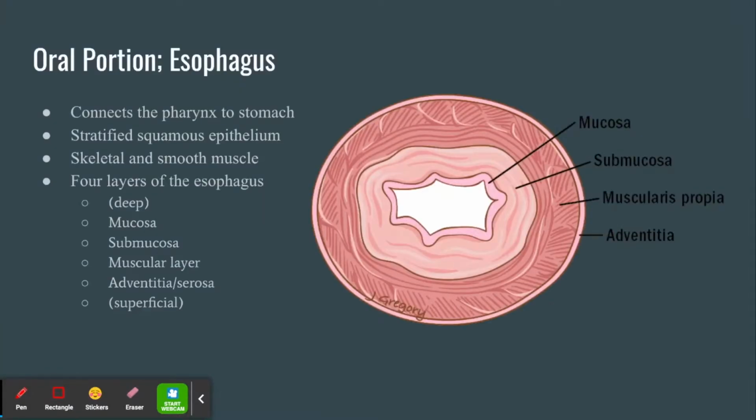Digestive system. Starting off with the esophagus, it connects the pharynx to the stomach, lined with stratified squamous epithelium. It has both skeletal and smooth muscle portions, and there are 4 layers going from the deepest to the most superficial. They go mucosa, submucosa, muscular layers, and then the serosa.